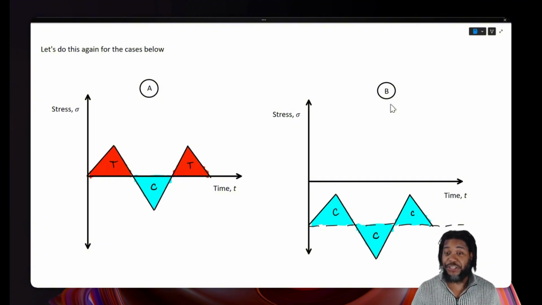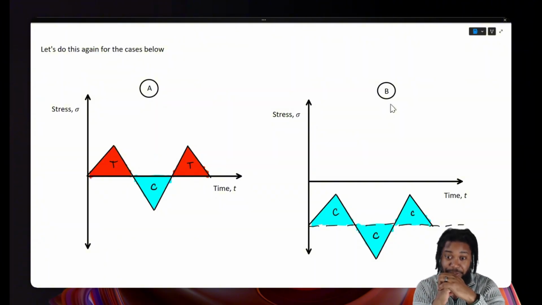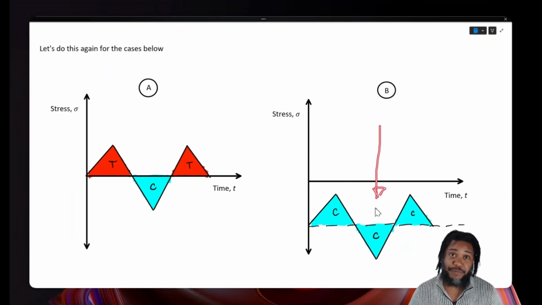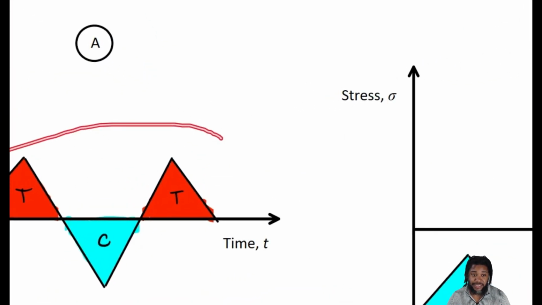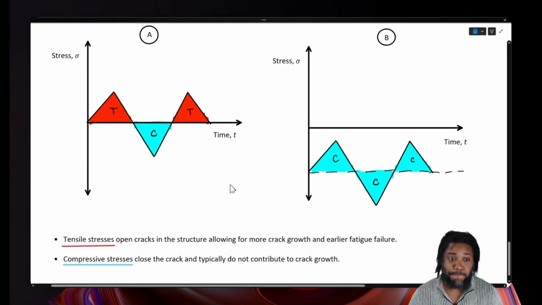Now, let's look at case B. In case B, we have a crack, and then we go to a negative mean stress, so the crack stays closed, and then we unload compression a little bit, the crack stays closed, and then we increase compression a little bit, the crack stays closed, and repeat that ad nauseam. Under this case, we have very little driving force for a crack to grow. And so between case A and B, case A is going to reach its cycles to failure sooner.